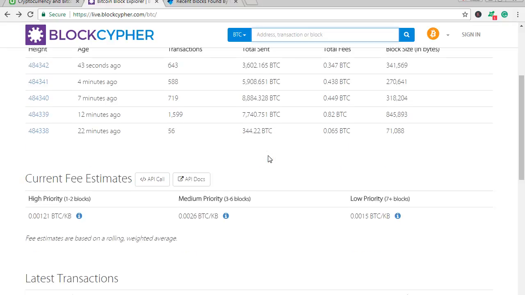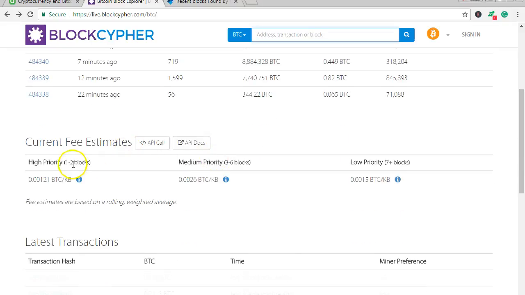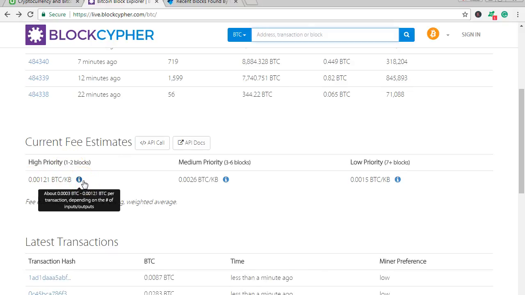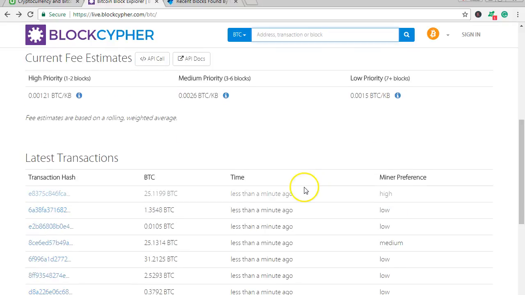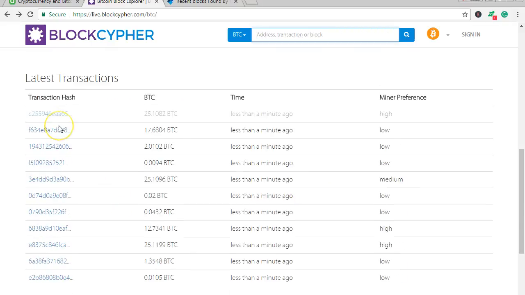It's for another course. The current fee estimates, high priority, 1 to 2 blocks. That's what Bitcoin per kilobyte. That's the information for it. The transaction fee is dependent on the number of inputs, outputs, medium priority, low priority. Latest transactions, these are happening now live as you look.